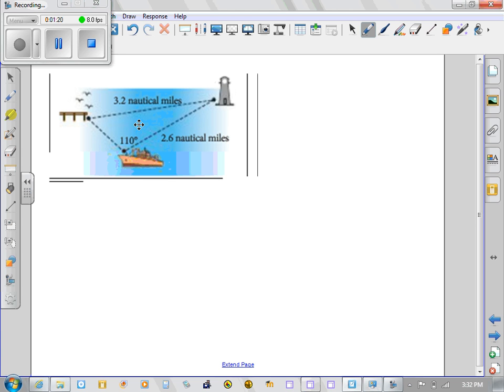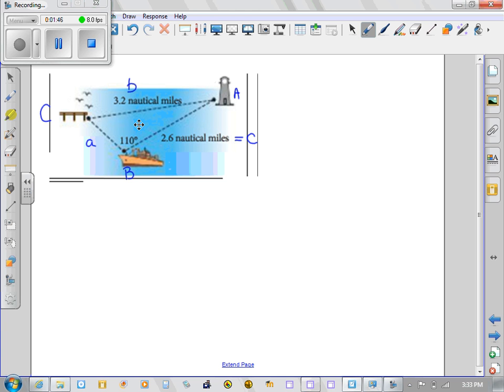I'm going to call it side A, which is going to be opposite angle A. And we'll label the rest of the diagram. With the ship, we'll call it angle B. The 3.2 nautical miles would be side B, and then angle C would be at the pier, and across from that, the 2.6 miles would be side C.